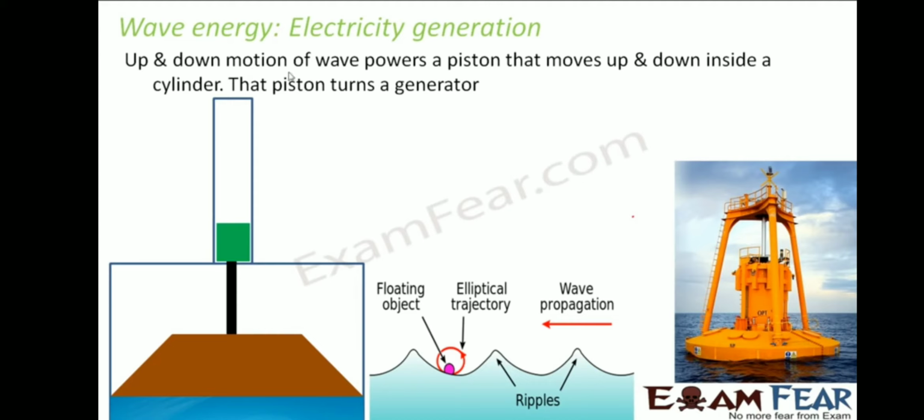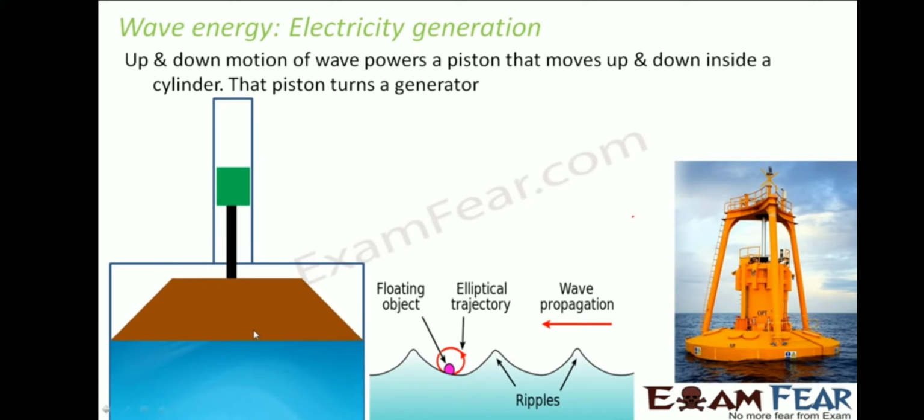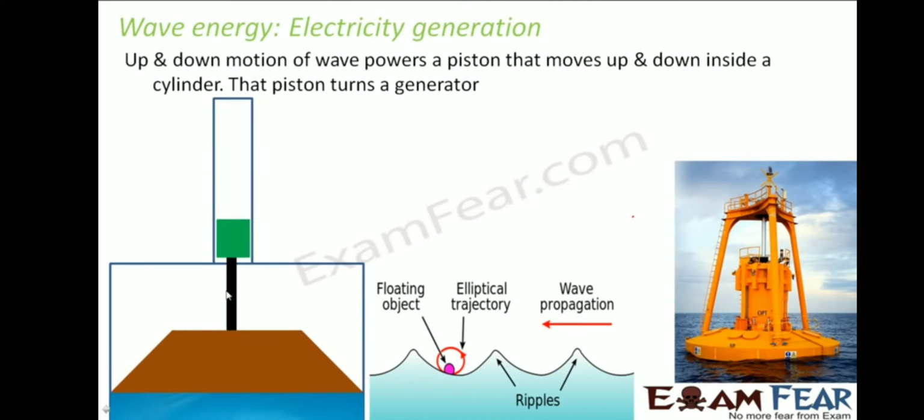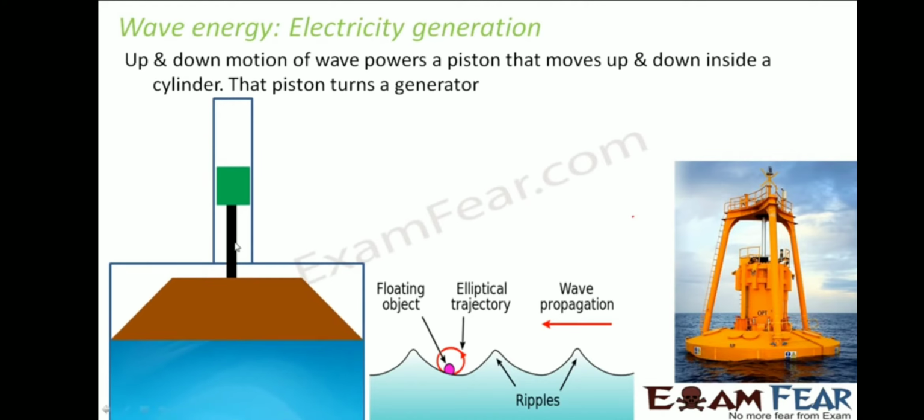In this case, the up and down motion of the wave powers a piston that moves up and down inside a cylinder, and that piston turns a generator. If you look from outside, this is how the apparatus looks like. Inside this apparatus, you have a piston somewhere, right? And that piston is connected to the waves. As the waves move up and down, you can see when the wave moves up, the piston also moves up. When the wave goes down, the piston also goes down.